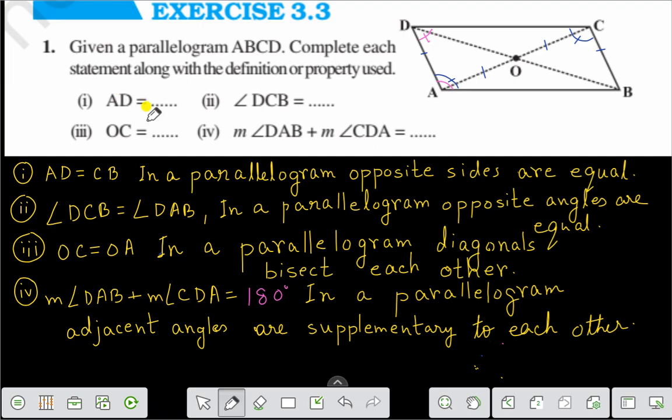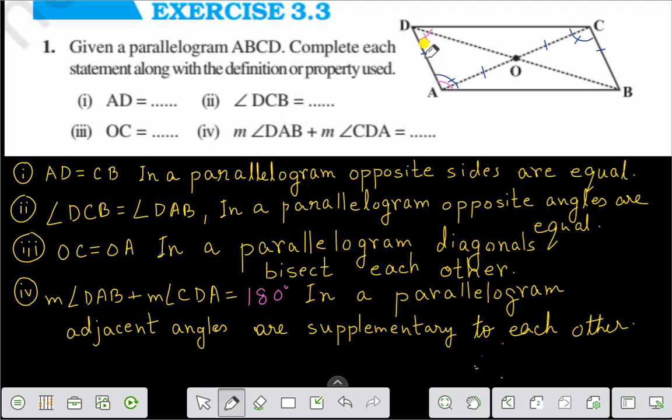Right? In number 1 you see that AD is equal to CB, because in a parallelogram opposite sides are equal. Angle DCB is equal to angle DAB, because in a parallelogram opposite angles are equal. So this angle is opposite to this angle, right? OC is equal to OA, because in a parallelogram diagonals bisect each other.